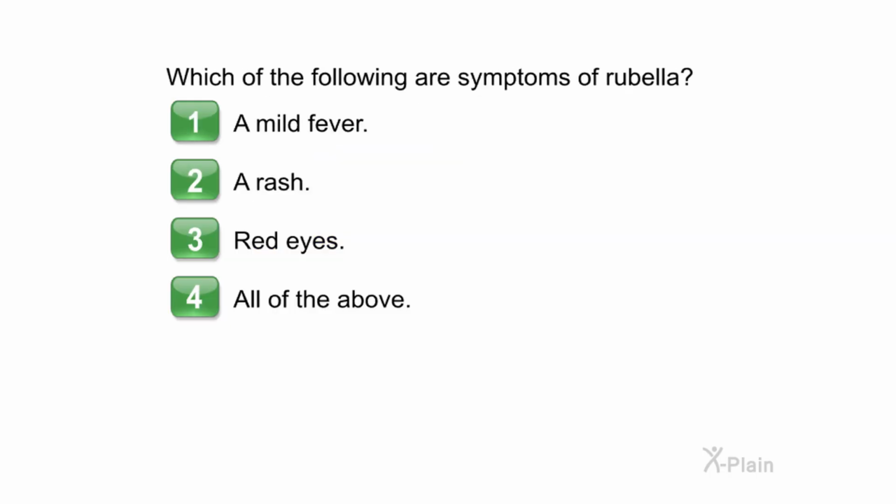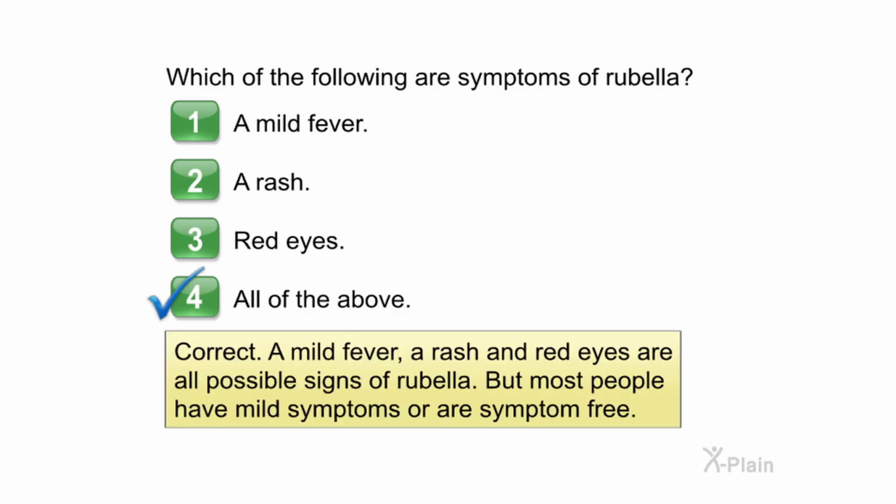Which of the following are symptoms of rubella? Choose one of the following options. 1. A mild fever. 2. A rash. 3. Red eyes. 4. All of the above. Correct. A mild fever, a rash, and red eyes are all possible signs of rubella, but most people have mild symptoms or are symptom-free.